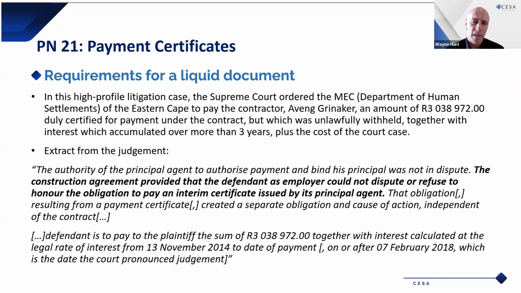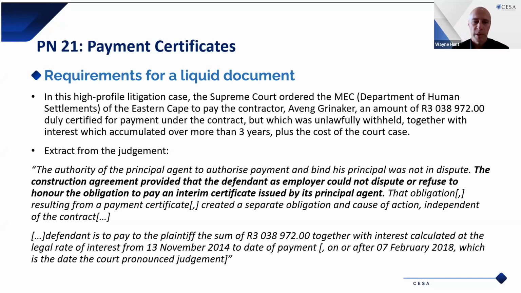The authority of the principal agent to authorize payment and bind its principal was not in dispute. The construction agreement provided that the defendant as employer could not dispute or refuse to honor the obligation to pay an interim certificate issued by its principal agent. That obligation resulting from a payment certificate created a separate obligation and cause of action independent of the contract.